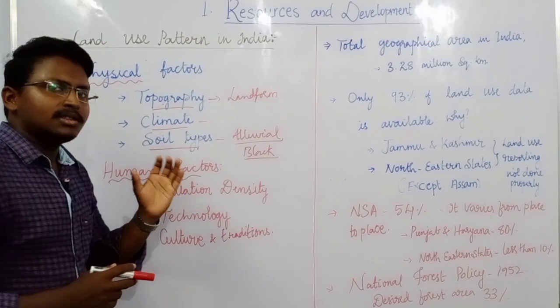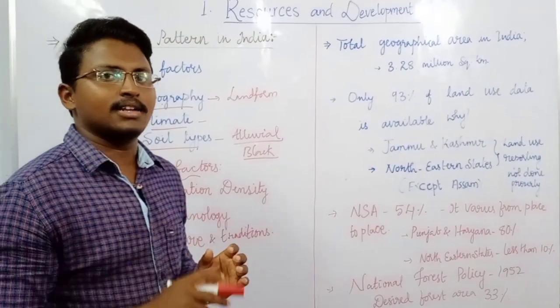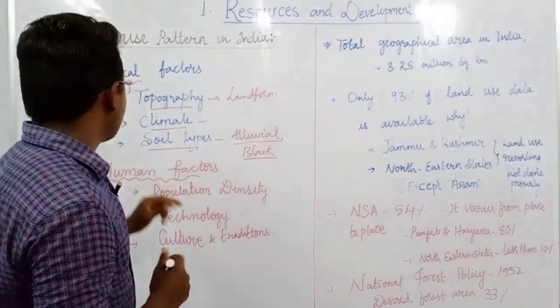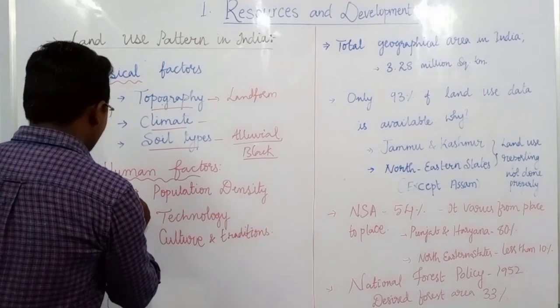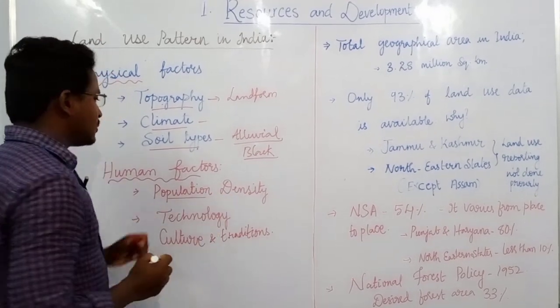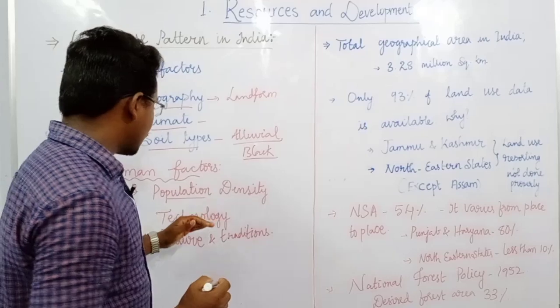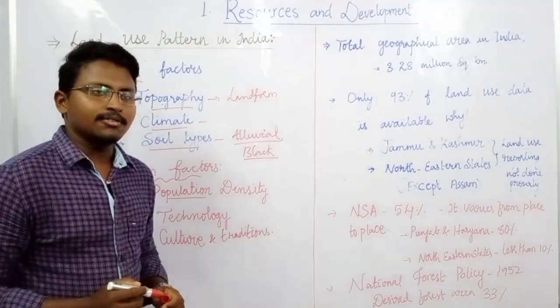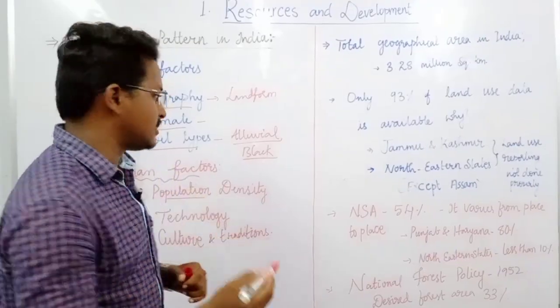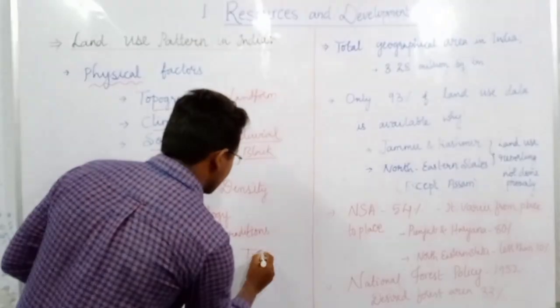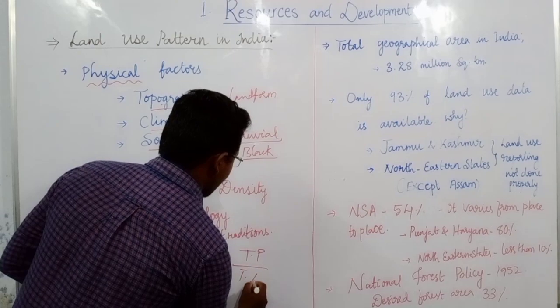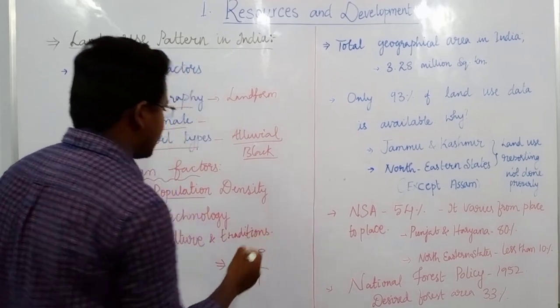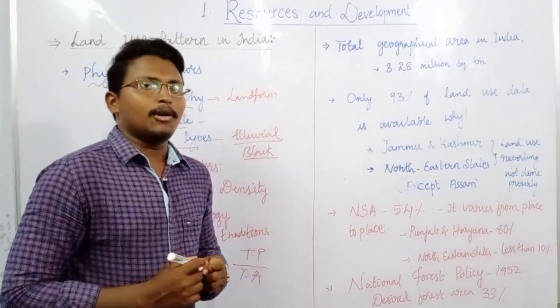Then what about the human factors? How are human factors responsible for the usage of land? There are again mainly three human factors: population density, technology, and culture and traditions. For example, what is population density? Population density means the total population divided by the total area in a particular region. This gives us the population density.